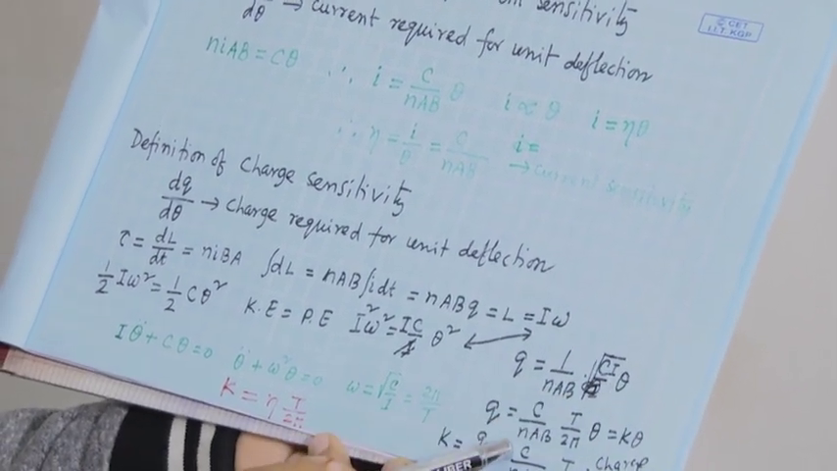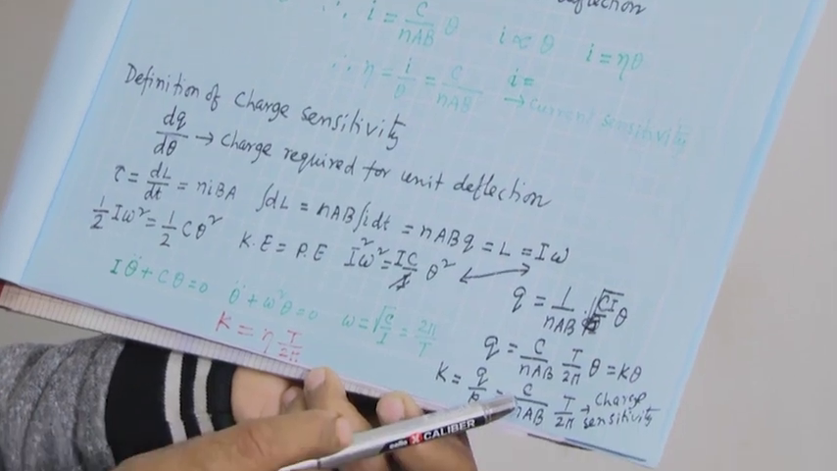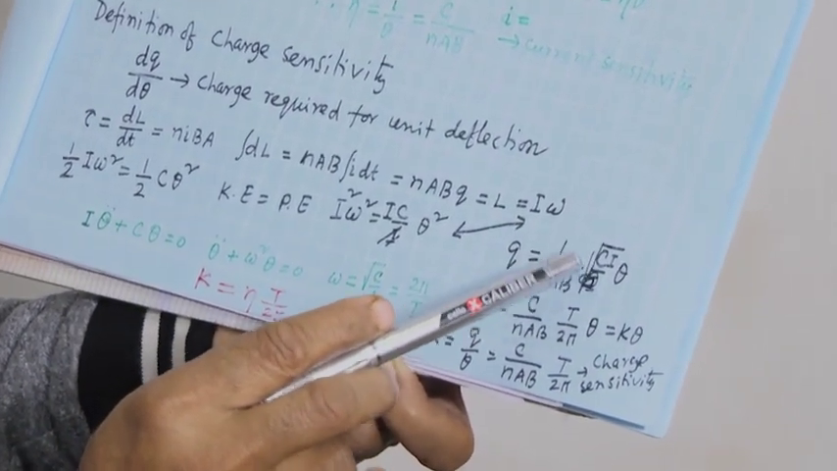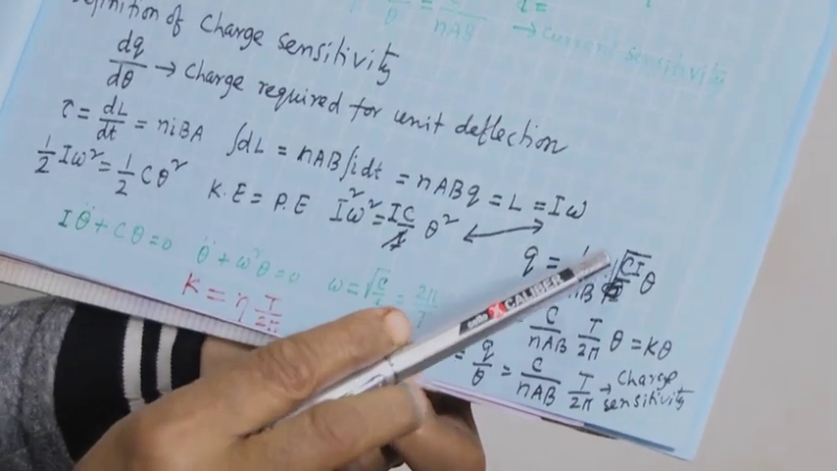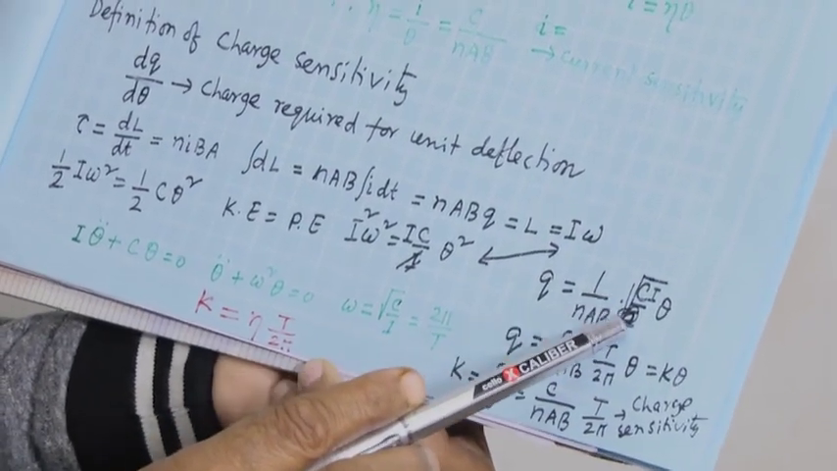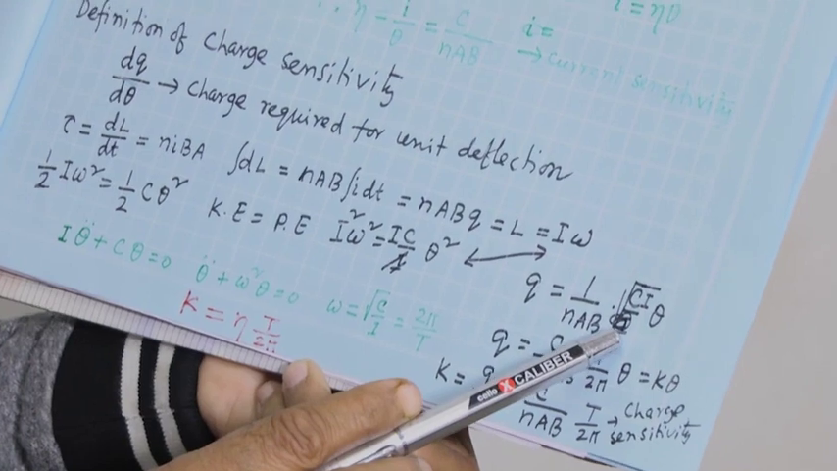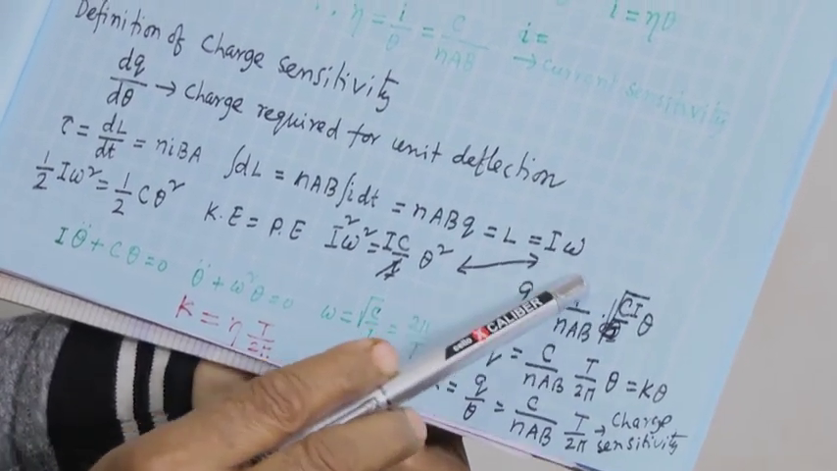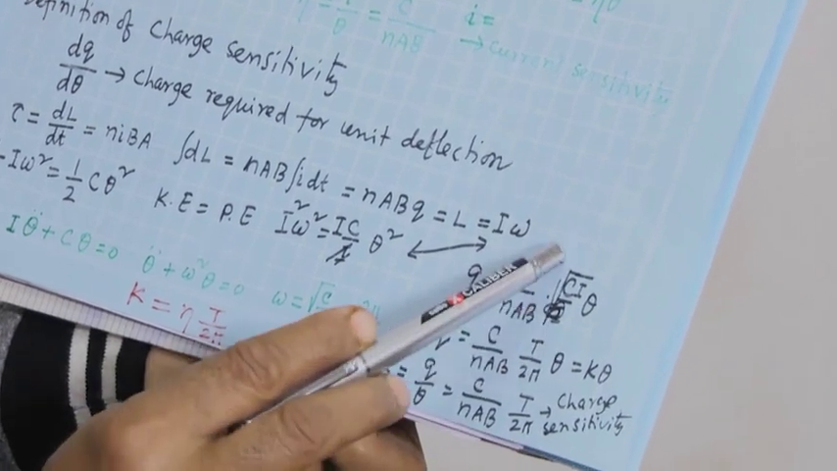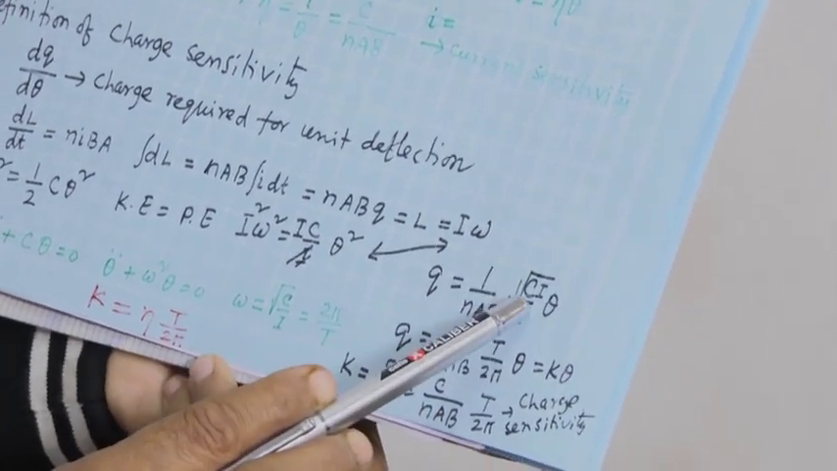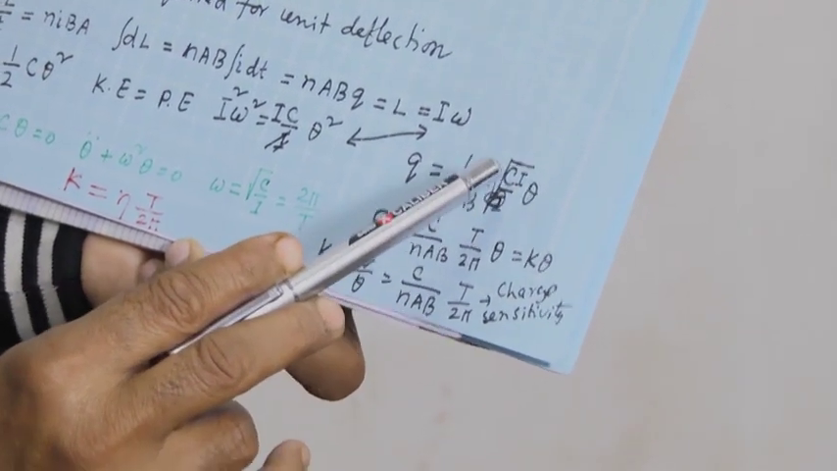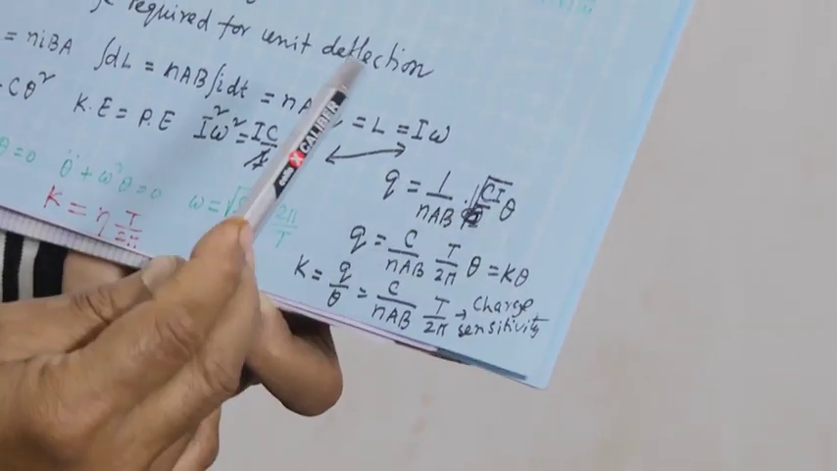So this I can just rearrange. I take it multiplied with square root of c and divided by square root of c. Then I will get square root of c into square root of c, so it will be c, and inside this square root I will get I by c.